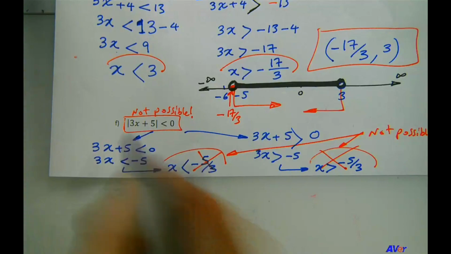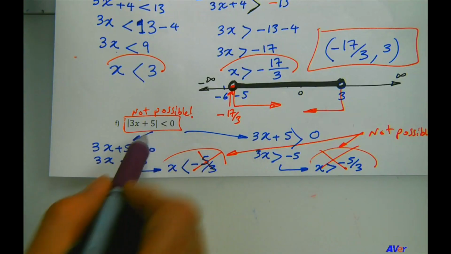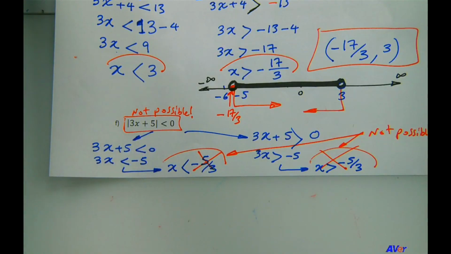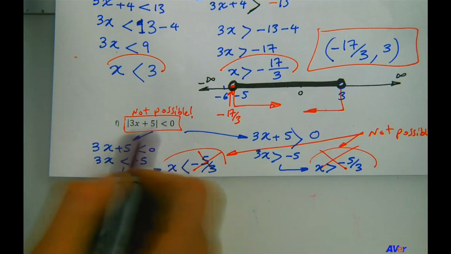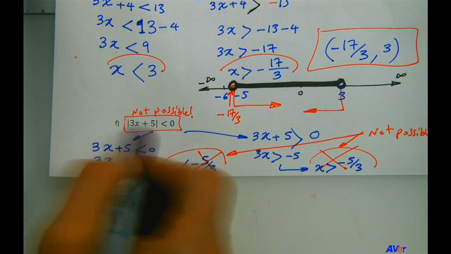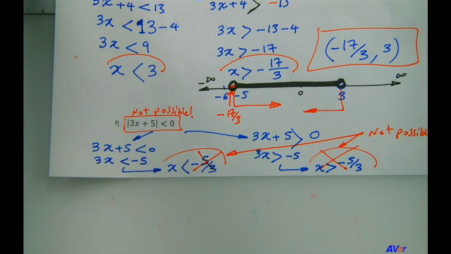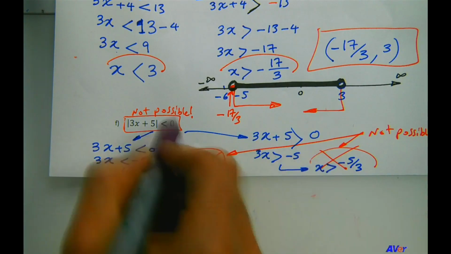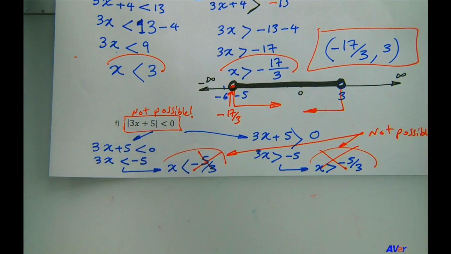So if you realize that this is not possible, because absolute value is never negative, and that's suggesting that absolute value should be negative, could you avoid this and just write not possible? Yes, you could. You'd get full credit if you did that. But if you went through it and you did everything correct, you could see that that's not possible anyway. Okay? All right.